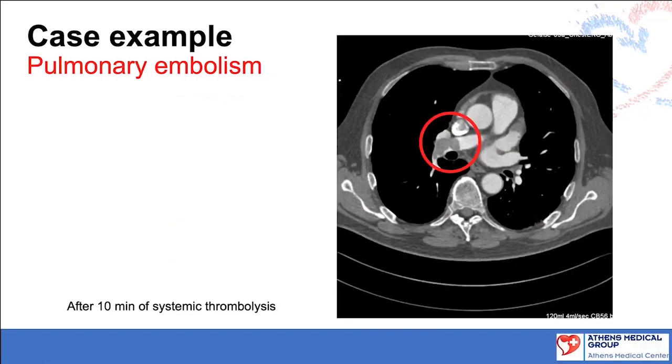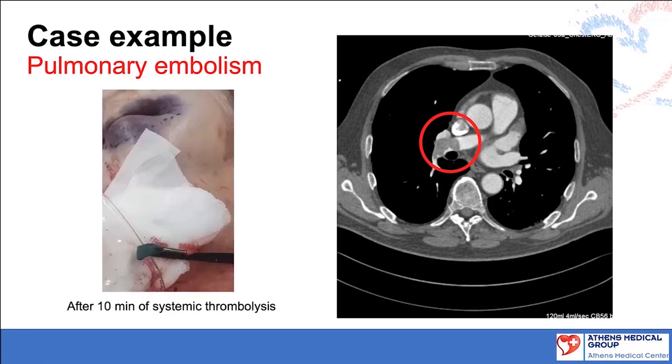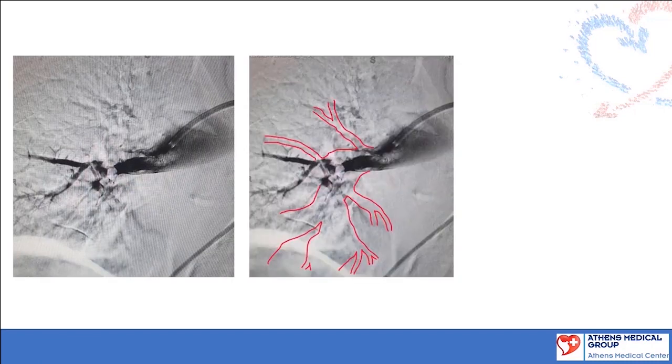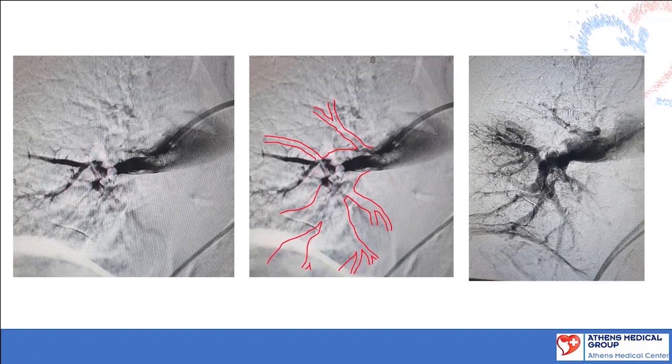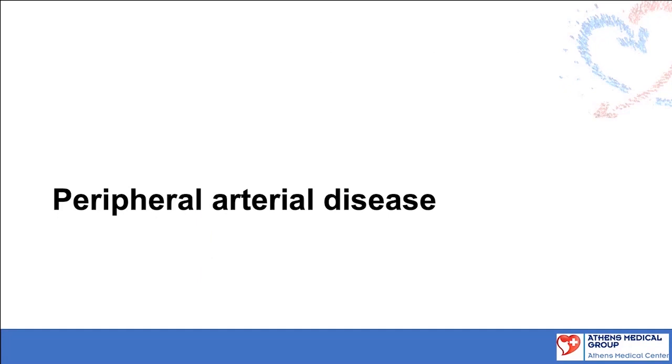We have also started our PE program in the framework of the so-called PERT team. This is a case of a massive pulmonary embolism. After 10 minutes of systemic thrombolysis, we had a massive hematoma of the face due to the fact that the patient fell down at home, and in that case we had successful recanalization of the right pulmonary artery. We stopped the thrombolysis and we have a nice result, as you can see here, with contrasting of the distal branches of the right pulmonary artery.